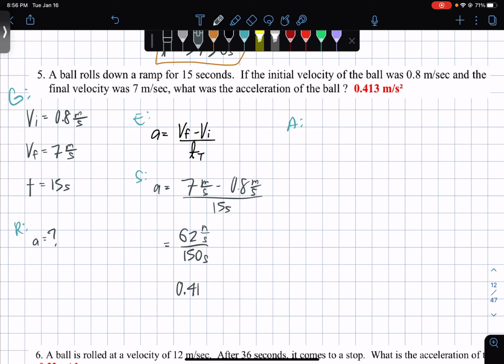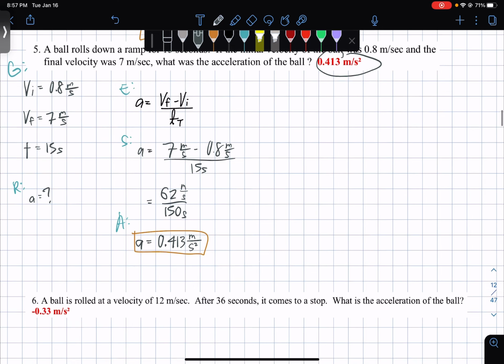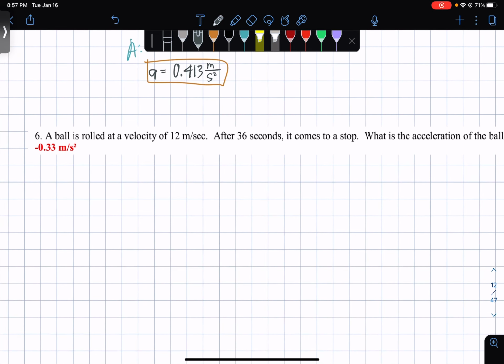And then because this is acceleration, we don't cancel any units. Actually, it becomes something like this. So meter per second squared. So this is the answer. Well, yes. I just had to write another 3. And we have exactly the same answer as what is written here.